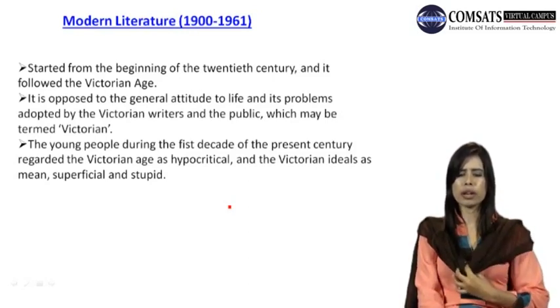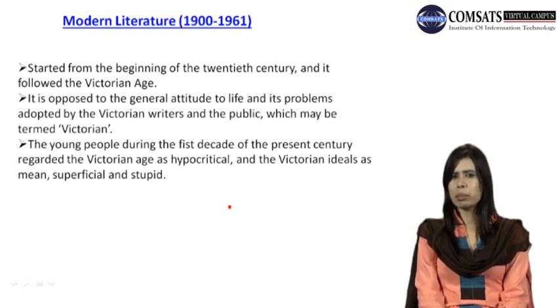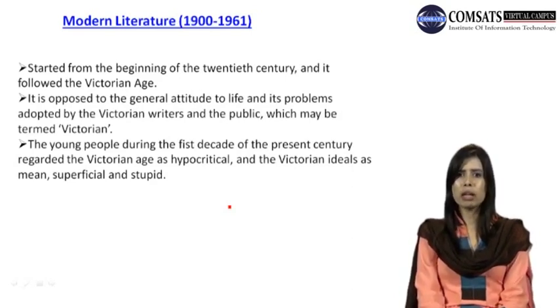It is opposed to the general attitude to life and its problems adopted by the Victorian writers and public, which may be termed Victorian. Whenever we talk about Victorian, people take it in a very traditional and typical way. They think that Victorian writers have a very traditional and typical mentality. So modern literature rejected the mentality of the Victorian writers or poets, and they came up with a very new concept of writing literature.